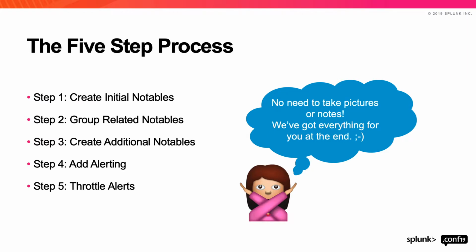Once we get done with step 1, we're going to start creating quite a lot of notable events in the environment. So we need a strategy to start grouping them together. So step 2 is all about how we group like and related notable events. In step 3, we're going to realize that that first correlation search that we chose, whatever it is, is good, but we want more. We want to learn more about what's going on in the environment. We want more context. So we're going to create additional correlation searches that give us that context. And then finally, in steps 4 and 5, we're going to add the alerting logic. Step 4 is about adding an attribute, which is going to drive alerting, and then step 5 is about throttling it.